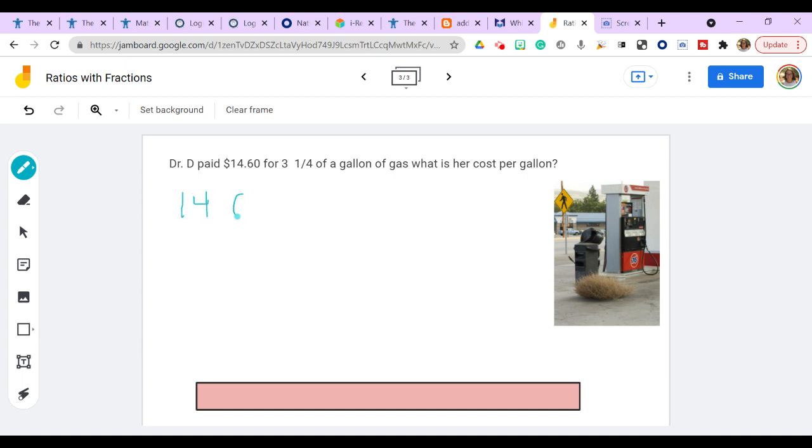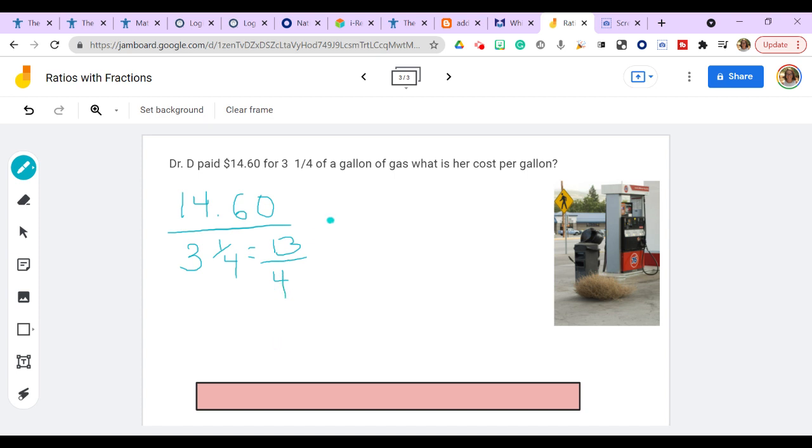So $14.60 is the total for 3 1/4 of a gallon. I'm trying to find out how much for 1 gallon. So I'm going to divide 3 1/4 into $14.60. Now again, step 1 is to rewrite this mixed number into an improper fraction. So what I'm going to do is multiply 4 times 3, which is 12, plus that 1 numerator is 13. So it's 13 over 4.